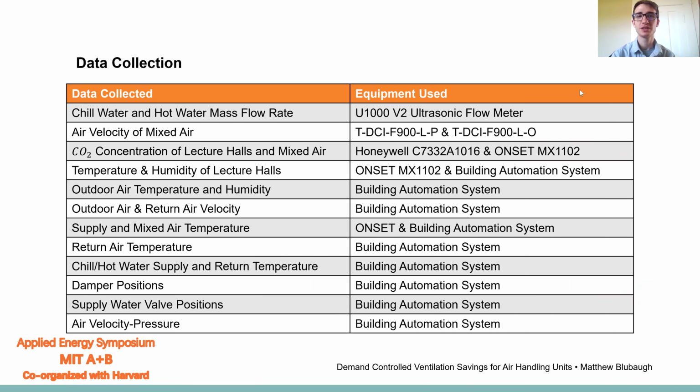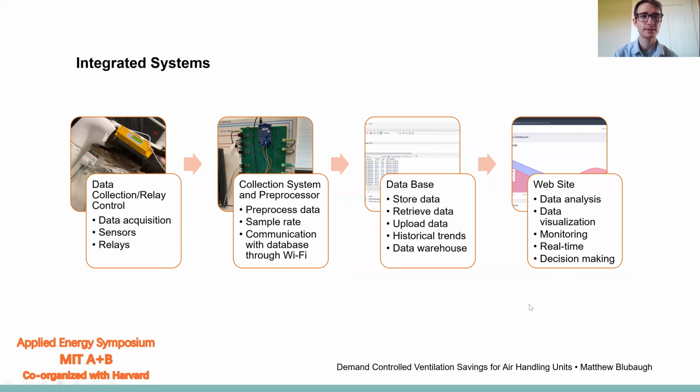So for data collection, we used various different types of sensors. Some of them were sensors that we installed individually, and then others were the building automation sensors that are already in place and able to collect data historically. For the sensors that we install, we used an integrated system, which allows us to put a sensor or even a control on site and to acquire data through that sensor.